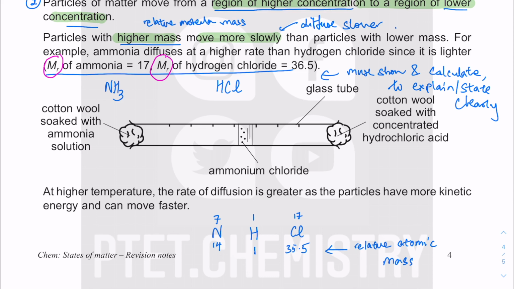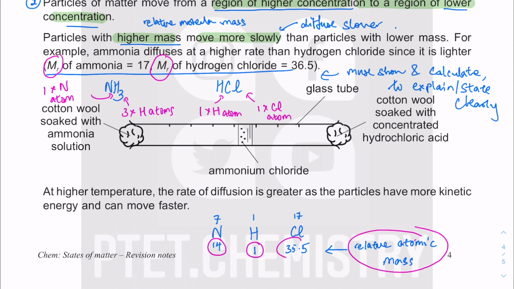So what are we talking about? The 3 there means 3 hydrogen atoms. No number there means 1 nitrogen atom. That's why we don't show it. This one means 1 hydrogen atom, and this one means 1 chlorine atom. This is the mass number shown in the periodic table, the number at the bottom. The relative mass of one nitrogen atom is 14. The relative mass of one hydrogen atom is 1. The relative mass of one chlorine atom is 35.5.